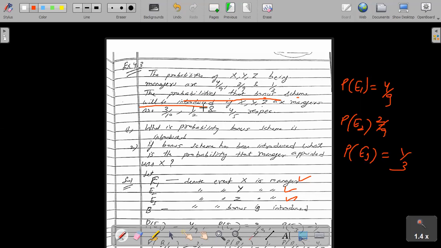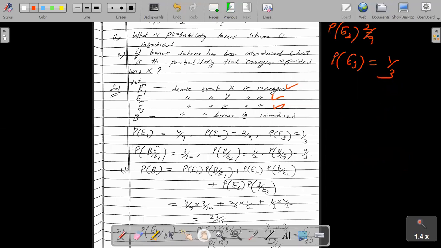The probability that the bonus scheme will be introduced, right? तो अब ये नया इवेंट आ गया. So let us say this event is B, that B is the event that the bonus scheme is introduced. अब आगे वो क्या कह रहा है? The probability that the bonus scheme will be introduced if X, Y, Z are manager are this. तो means अगर X manager है तो probability कितनी है? 3/10. X manager को हमने event क्या लिया था? E1. So bonus is introduced given X is the manager, given Y is the manager, given Z is the manager. These are given.